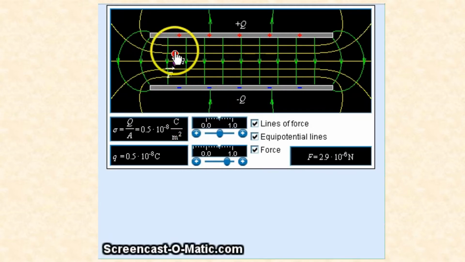Now, you can see here that if I move the charge in the direction of the field, you see that now the direction of that force has a component in the direction of the displacement, in which case work is done in moving that charge.